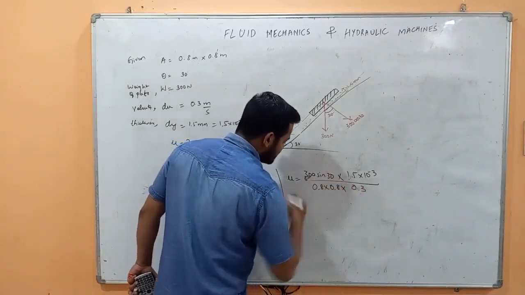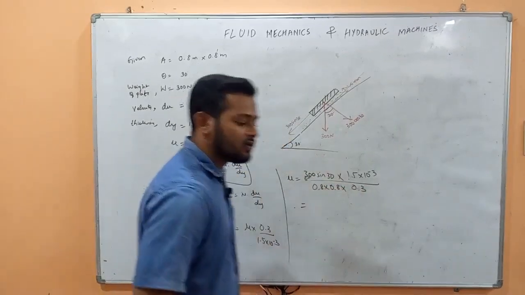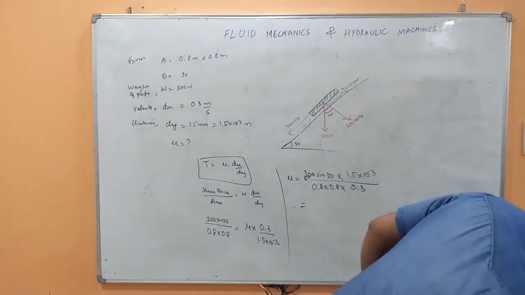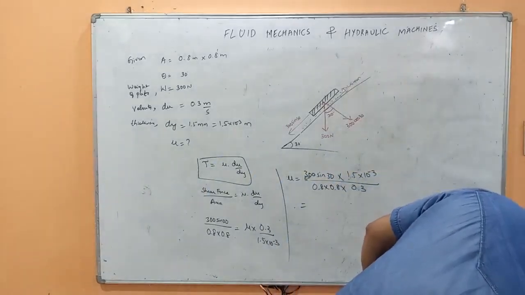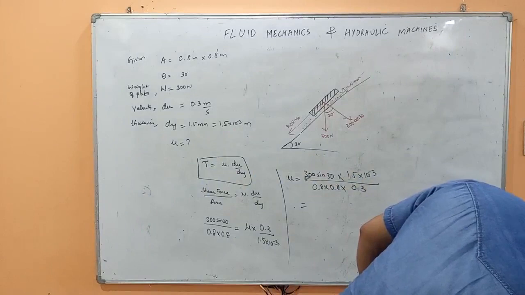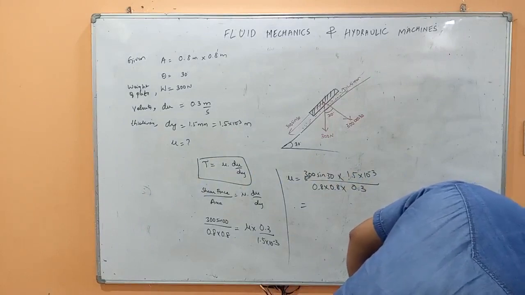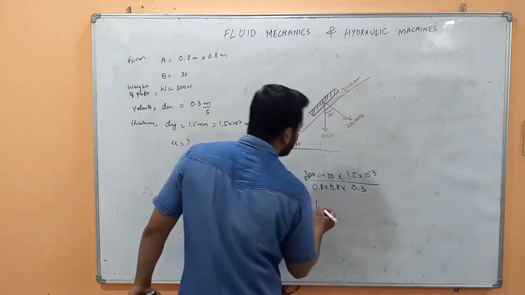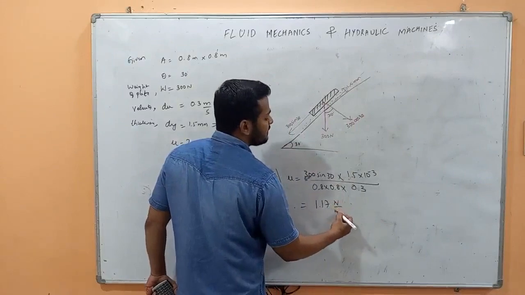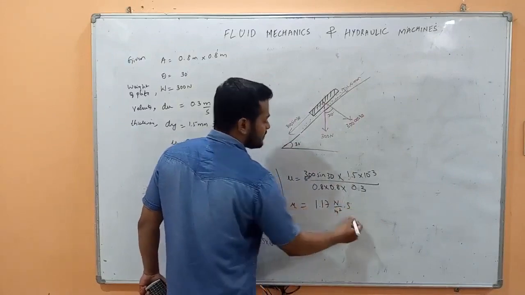So you can solve this in the calculator and you can find out the answer, and that will come out to be 1.17 Newton second per meter square. Okay, that's the answer.